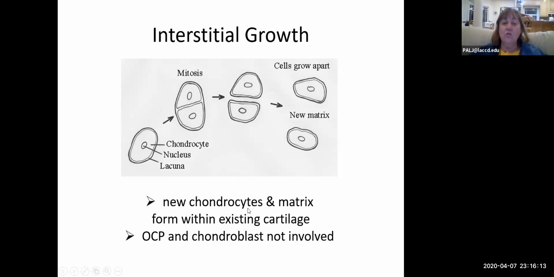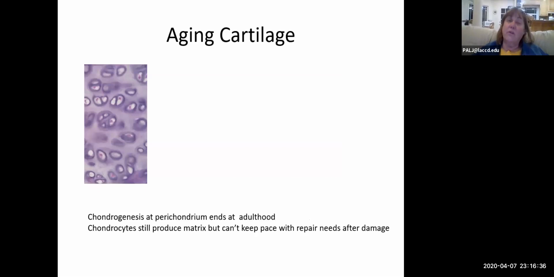So new chondrocytes are made through mitosis, and the matrix forms within existing cartilage between those chondrocytes. There's no osteochondral progenitor cell involved at all in this process, and there's no chondroblast involved at all in this process. So those are the 2 types.